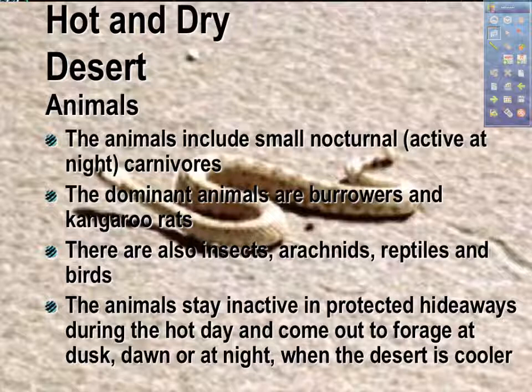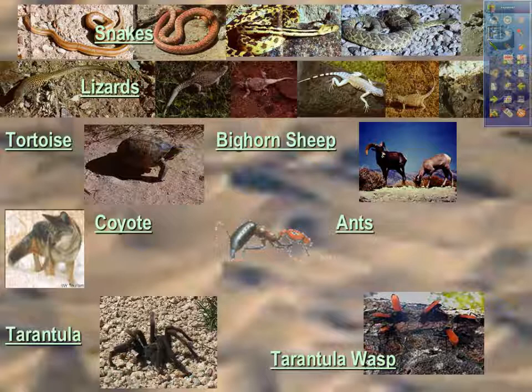And then everything stays protected during the day and comes out at night or at dusk and at dawn. And so these are a lot of your options for animals. So snakes and lizards for sure, tortoise, ants, the tarantulas are there, wasps, and then the few bigger stuff, like in a few places there's a bighorn sheep, we've already looked at those, and the coyote.